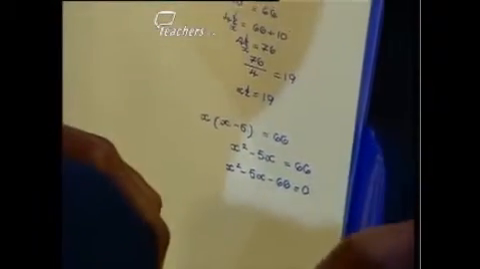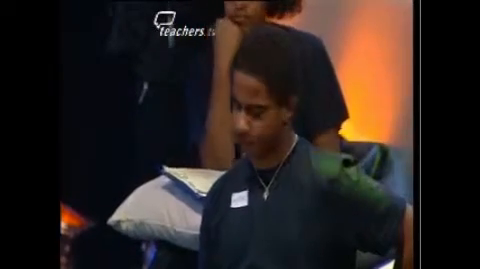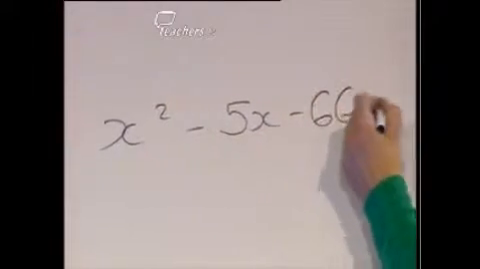Okay. Mitchell, read out what you got. X squared minus 5x minus 66 equals 0. Okay, thank you very much. If you want to sit down, Rena, we'll just write this down more clearly then. So we've got x squared minus 5x minus 66 equals 0.